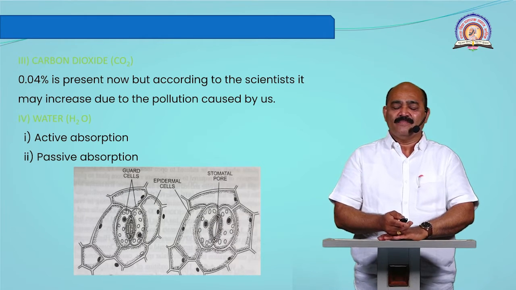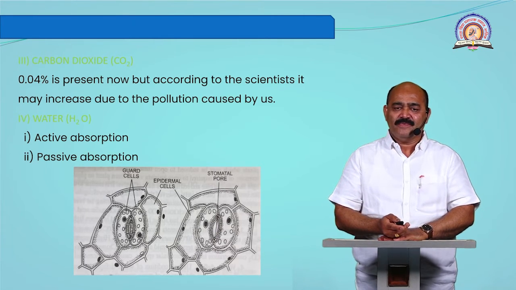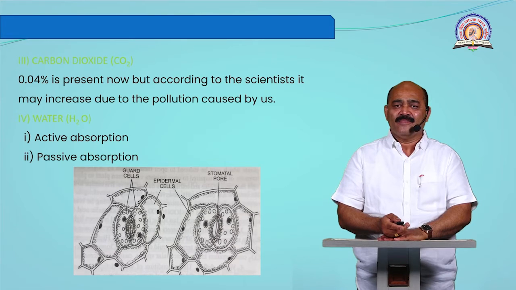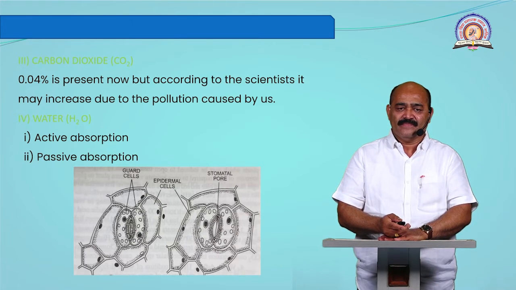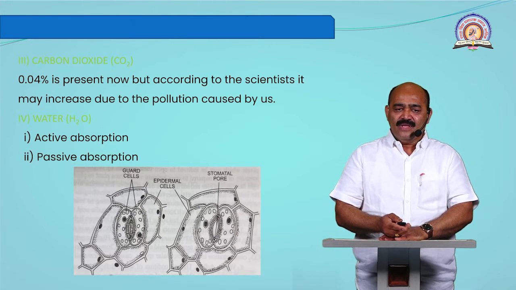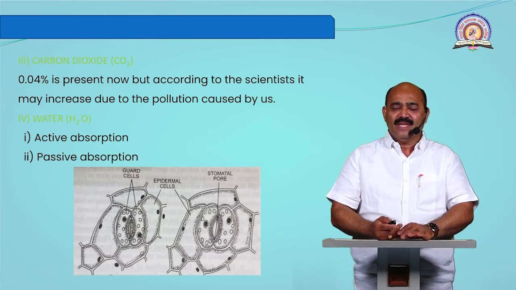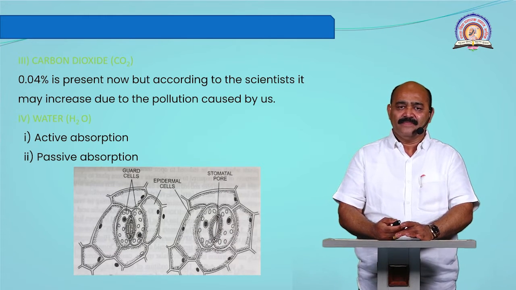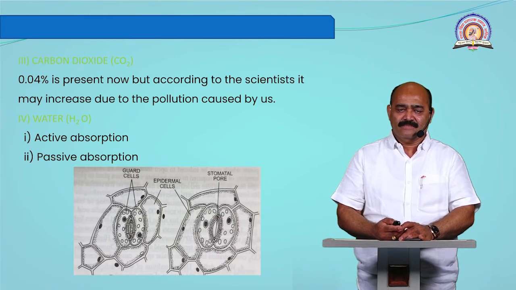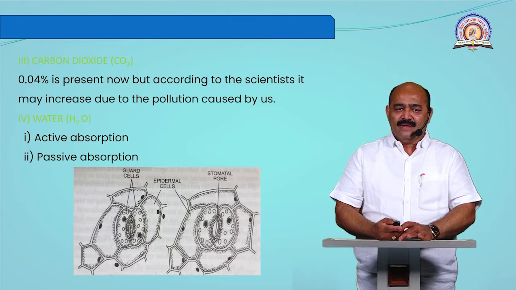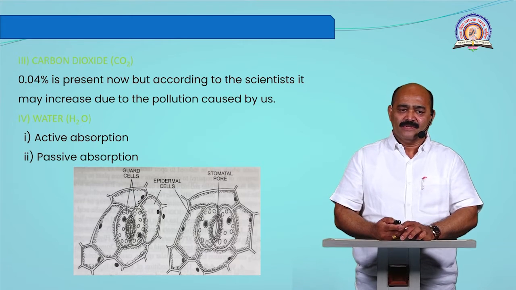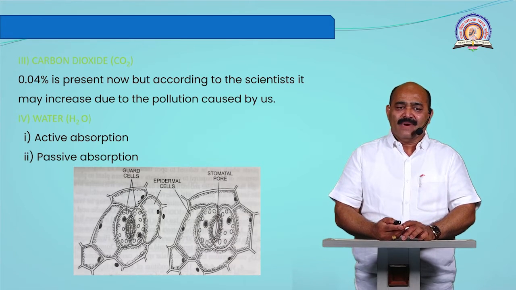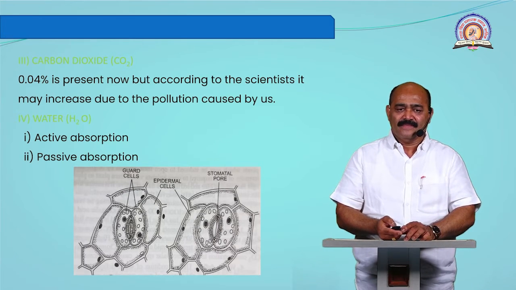The second one is known as passive absorption. Passive absorption completely depends on the rate of transpiration. If the rate of transpiration is more, naturally the absorption of water is more. During transpiration, what happens? The excess amount of water transpires in the form of vapors, and continuously absorption of water occurs by the plants from soil.